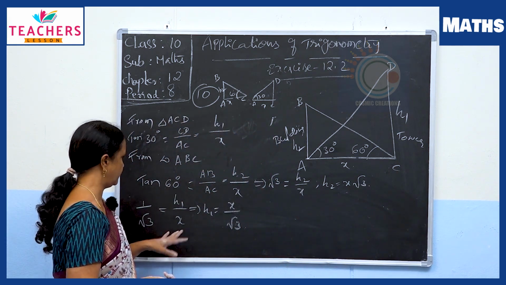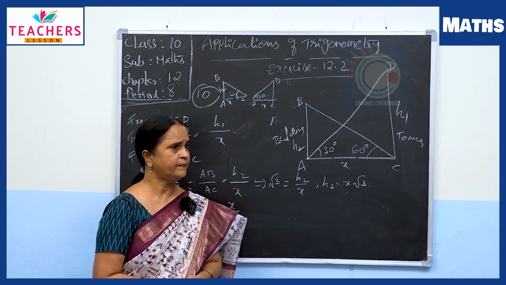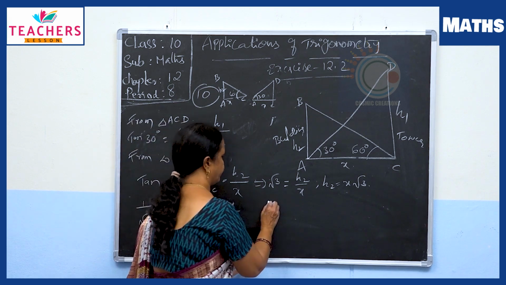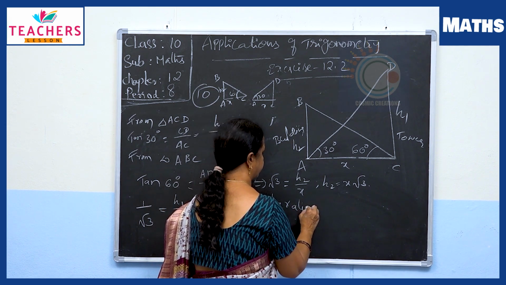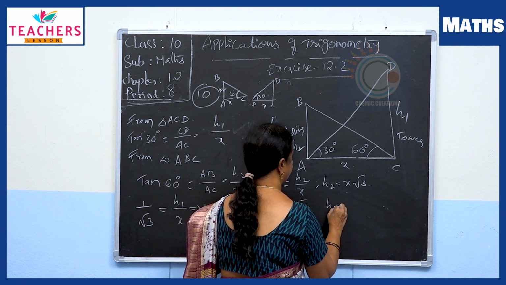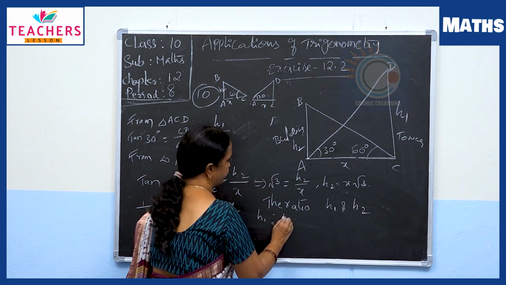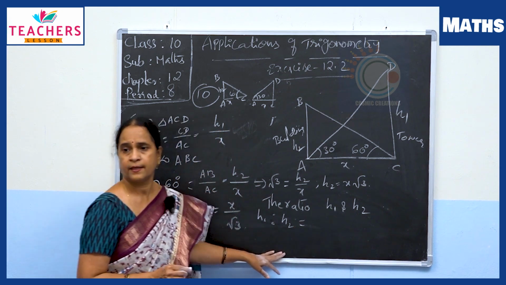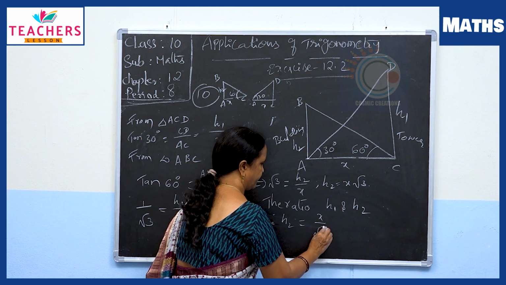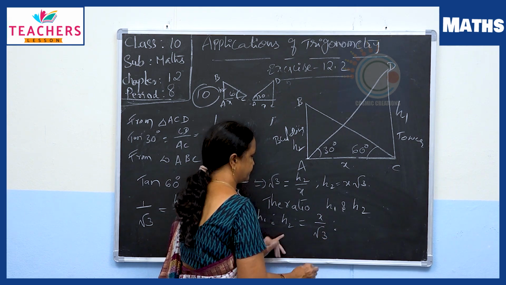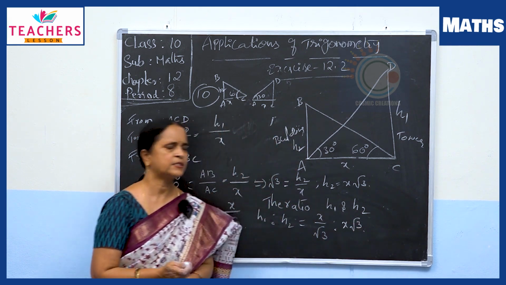But we have to find H1 is to H2, the ratio. H1 is to H2 is equal to X by root 3 is to X root 3. If ratios are like that, do you remember how you can do it?